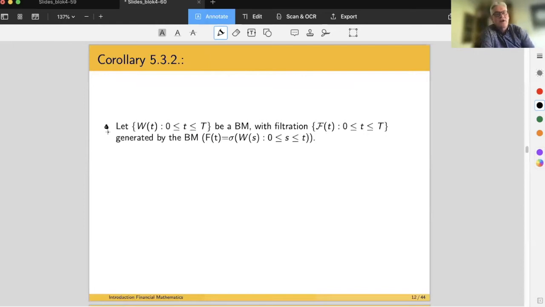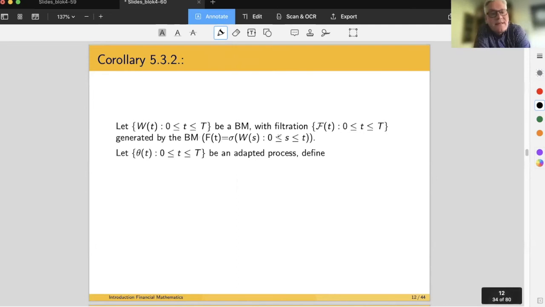So the corollary starts as follows. Let W_t, little t between 0 and capital T, be a Brownian motion with a filtration, script F_t, again, little t between 0 and capital T, and it's generated by the Brownian motion. So remember again that F_t is then this sigma algebra of W_s with 0 less or equal to s less or equal to little t.